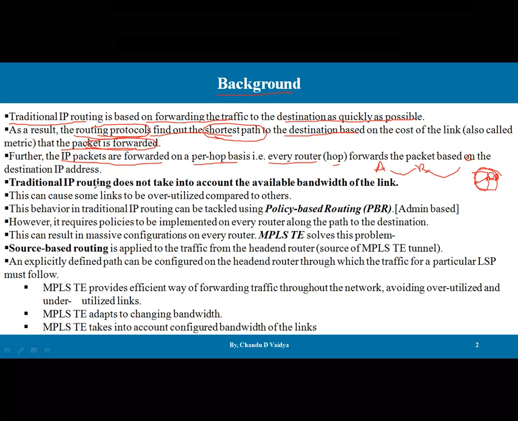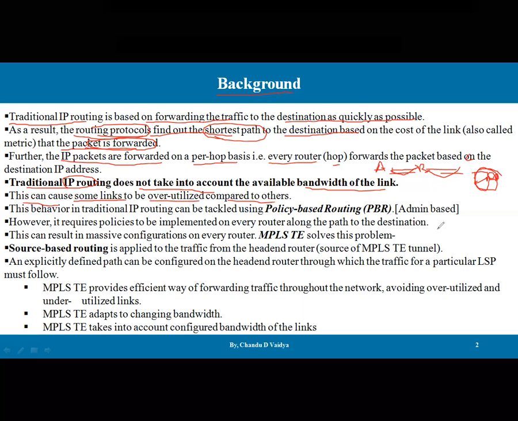Now, traditional IP routing does not take into account the available bandwidth of the link. So whatever bandwidth is available on the links from A to B and B to C is not taken care of in the case of traditional IP routing. So this is the problem. This can cause some links to be overutilized compared to others.